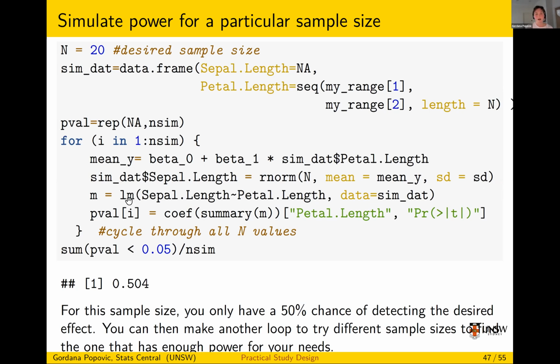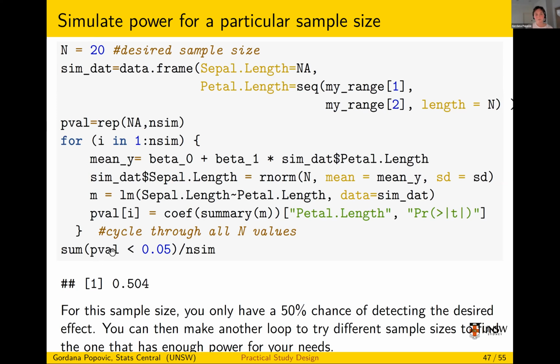So that's my simulated data, and I have to decide how big it is, so what the sample size is. Here I've decided that I want my sample size to be 20, so I'm going to simulate some data that has 20 observations. Then I'm going to fit the model that I want to fit to this data, and see what the p-value is. And then I'm going to do this 5,000 times.